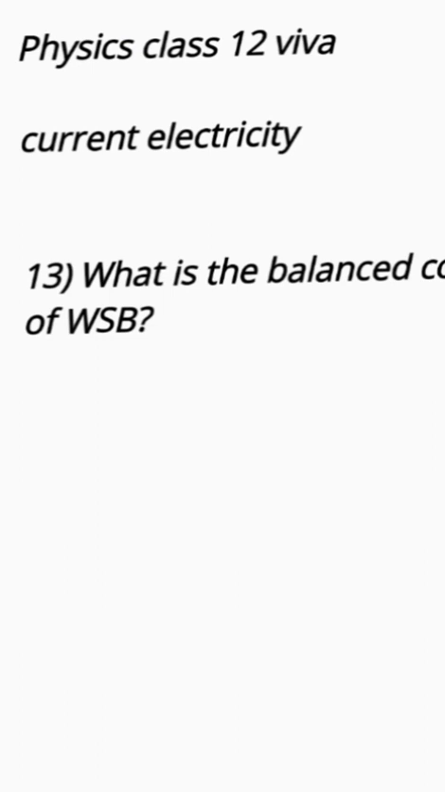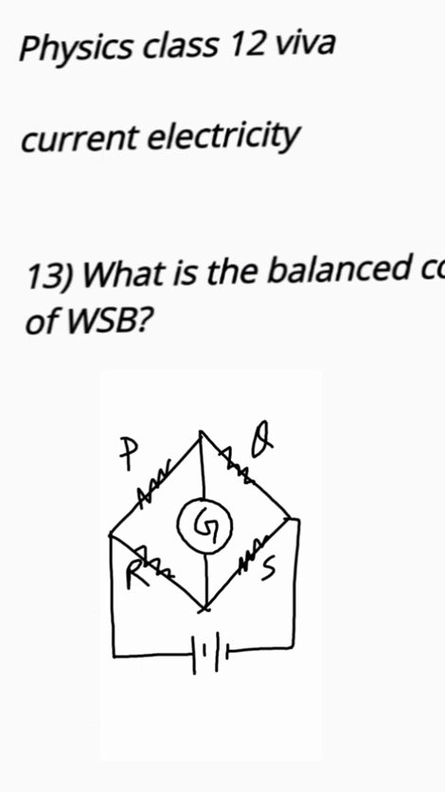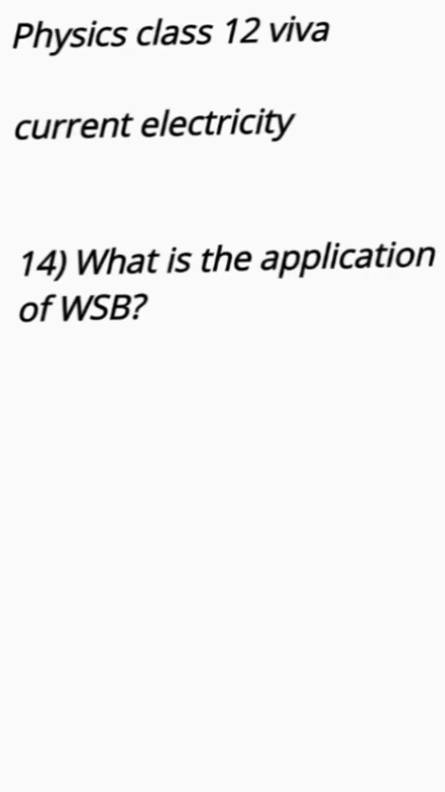Next, what is the balance condition of Wheatstone bridge? So I'm not drawing it here, but we can say that if the galvanometer shows no deflection, then the adjacent sides of Wheatstone bridge have resistance in the same proportion, or if they are labeled as P, Q, R, S, then P by Q equal to R by S.